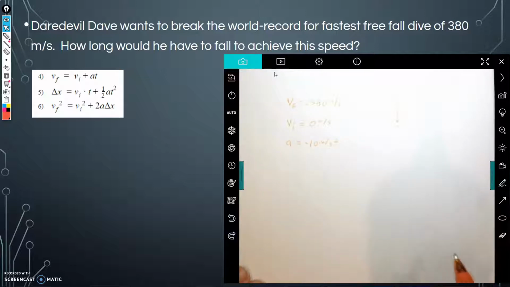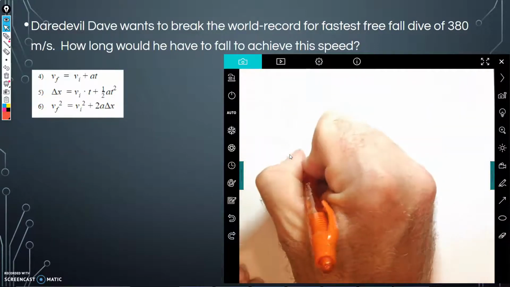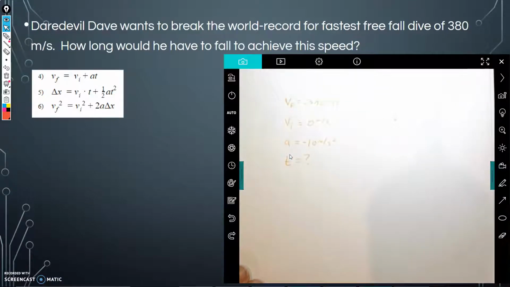All right, so let's take a look at the kinematic equations we have to work with. These are the three kinematic equations that help describe motion and how motion changes. We've got the final velocity that we've been given. We know the initial velocity. We know the acceleration. And we're looking for the time. We're asked to figure out how long Dave is going to have to fall in order to reach that speed. So the equation we want is the one that incorporates all four of these, and it's this first kinematic equation: final velocity is equal to initial velocity plus acceleration times time.